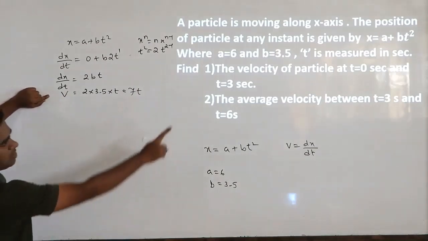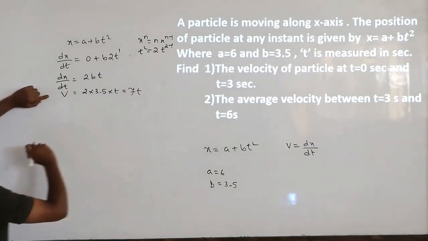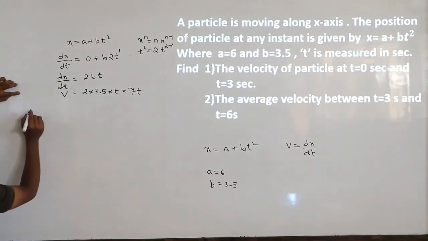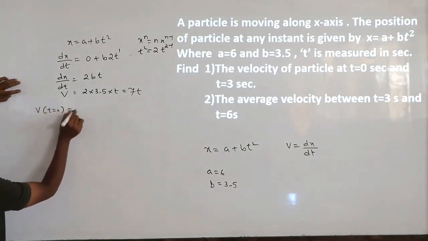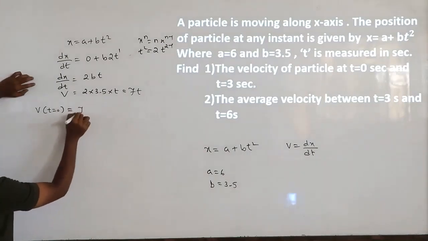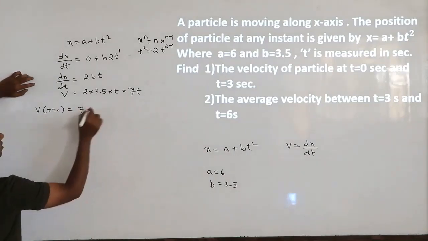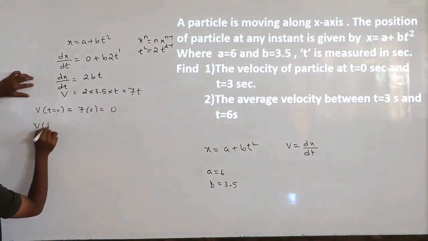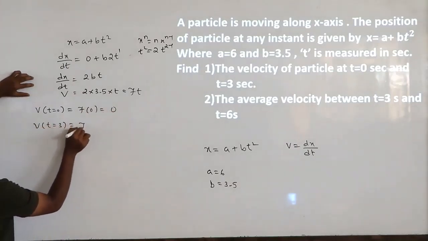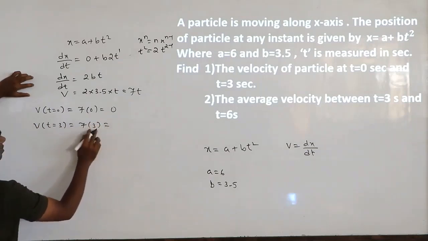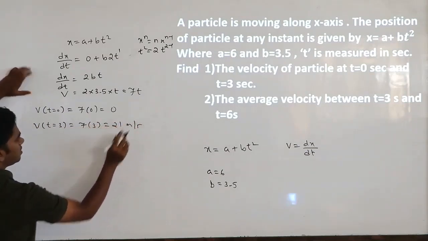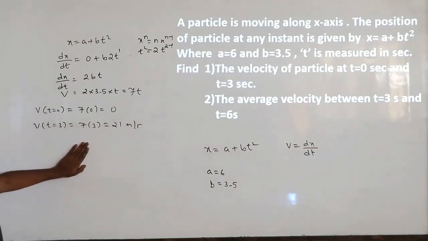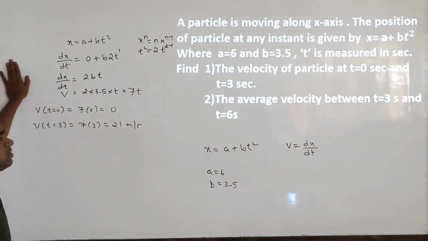But they are asking velocity at t equals 0 and velocity at t equals 3. So v when t equals 0: in 7t, wherever t is there you can write 0, so this is going to be 0. v when t is 3 is 7 into 3, which is 21 meter per second. These are the instantaneous velocities.